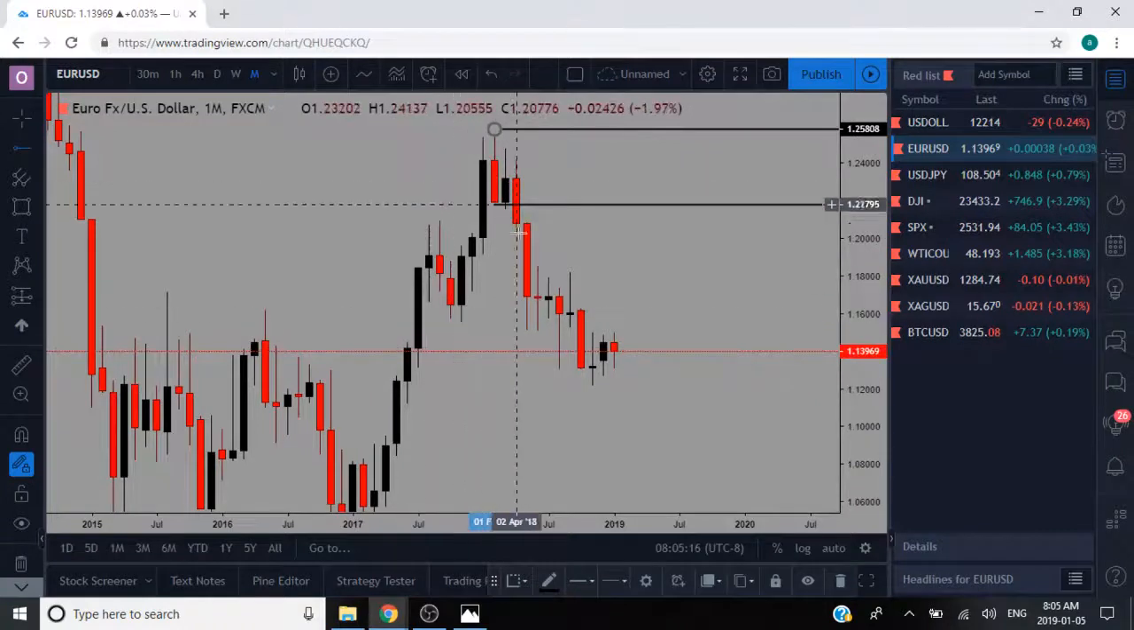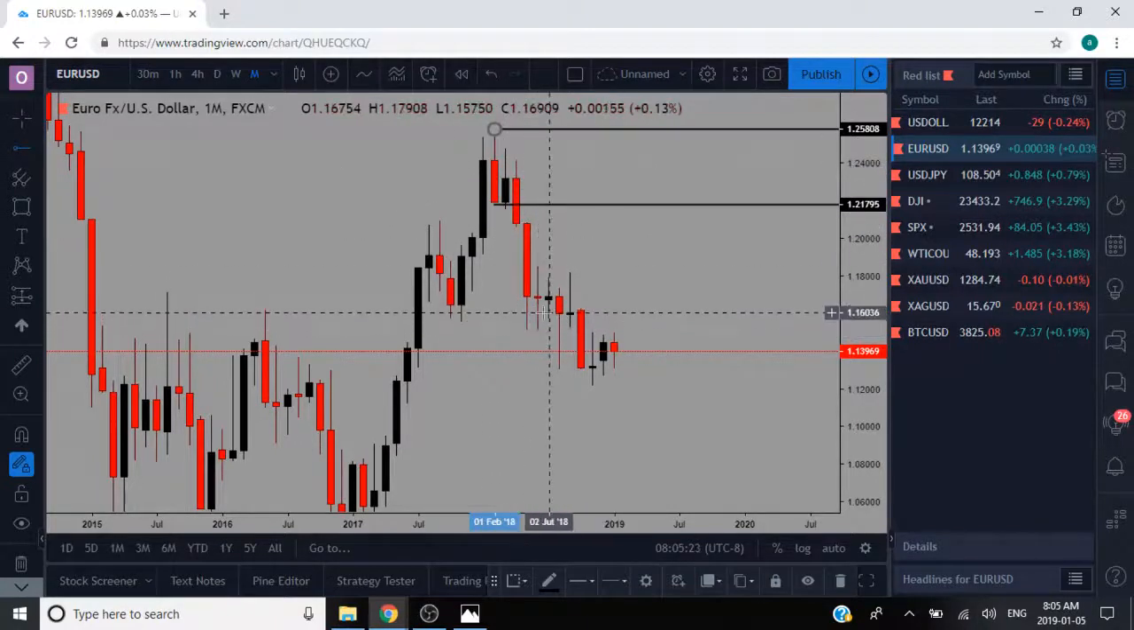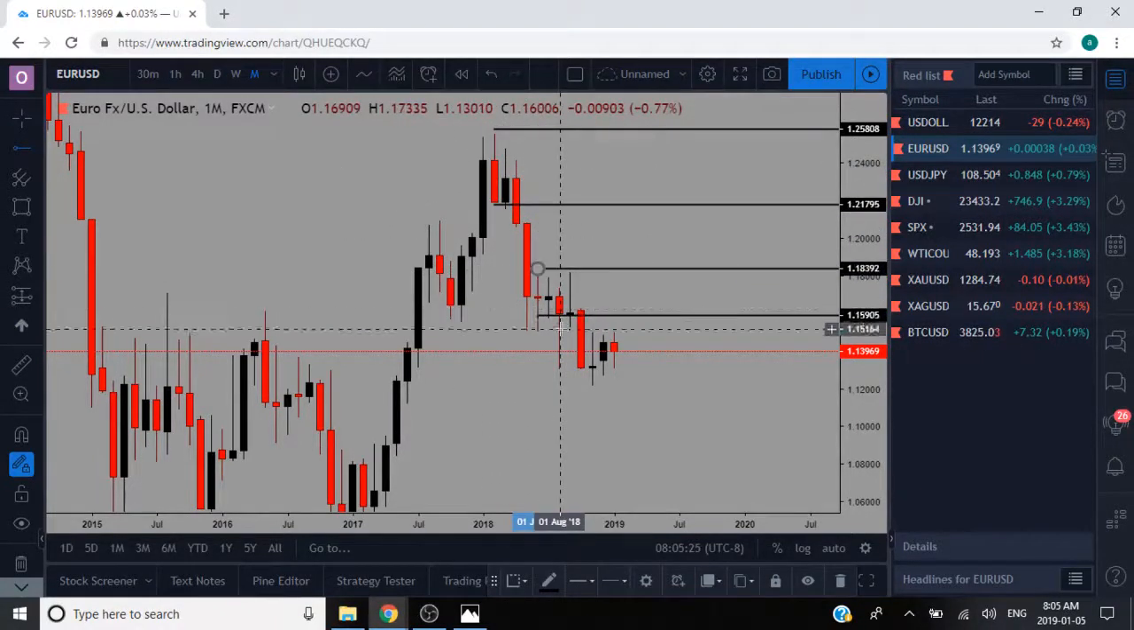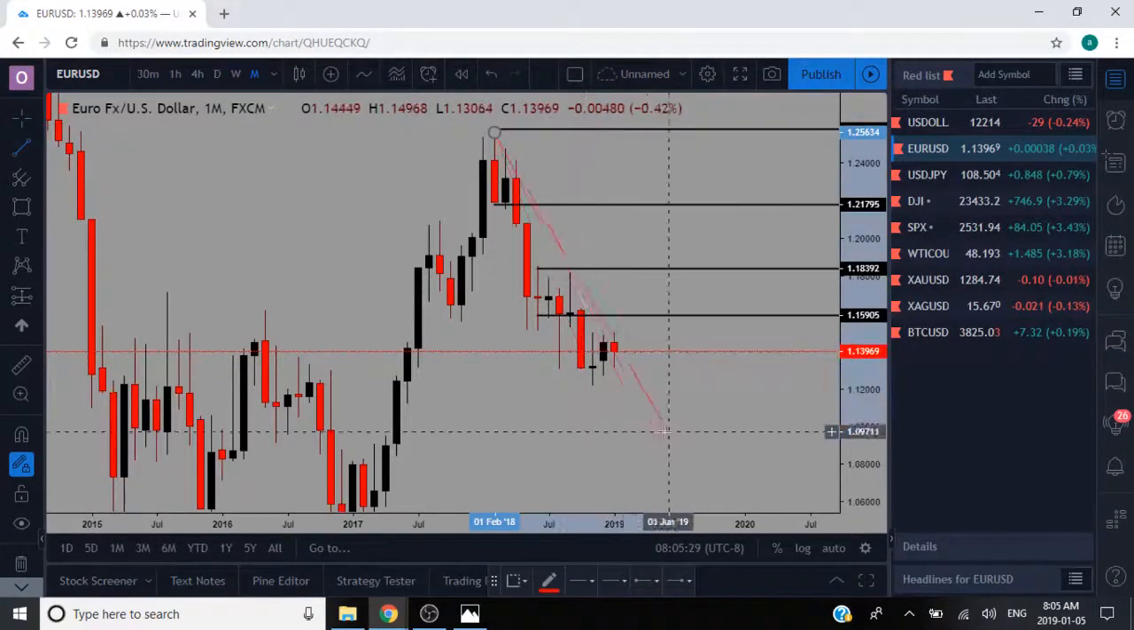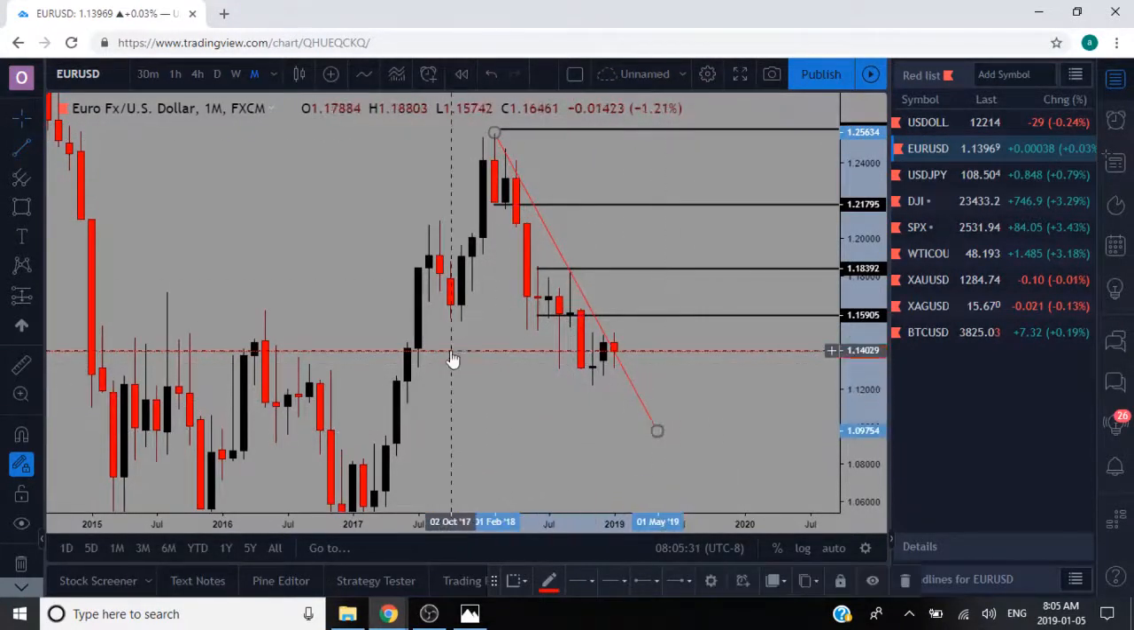So we have a rally-based drop supply zone. Took out these demand zones, makes it even better. It's at the extreme. Then we have this drop-based drop supply zone. We're also in this downtrend too, right? We can connect these. And this is the current demand that's holding it up right here.